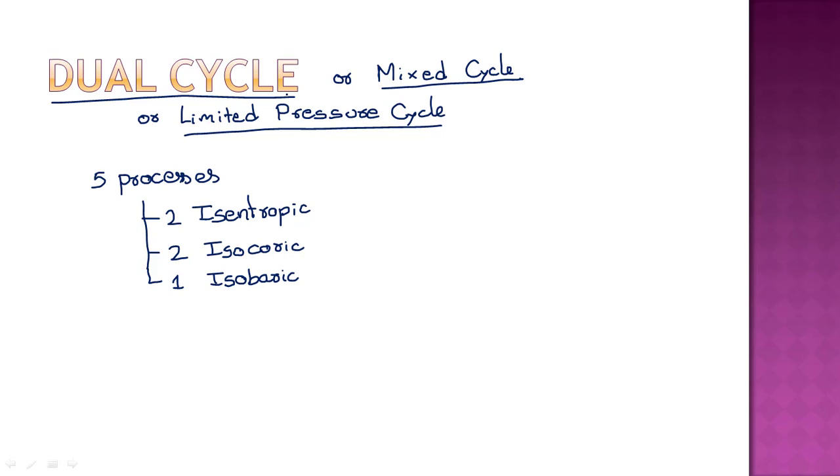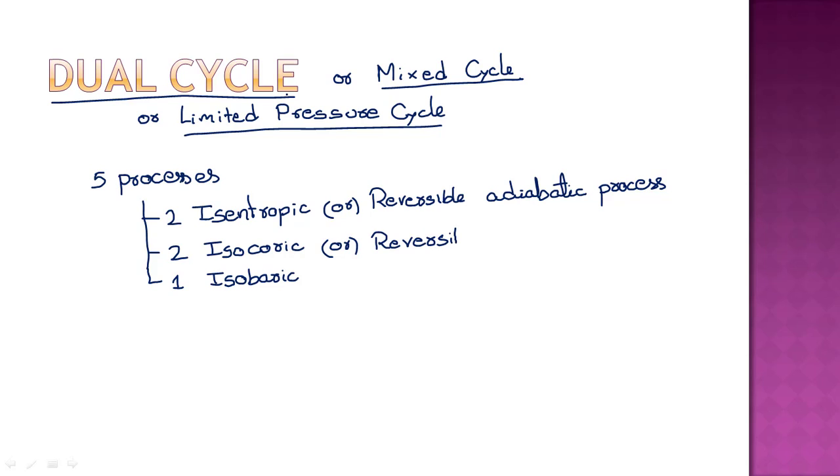Now, isentropic process is also called a reversible adiabatic process. Isochoric process is also called reversible constant volume process. And isobaric process is also called reversible constant pressure process.